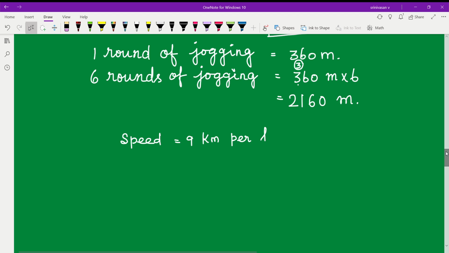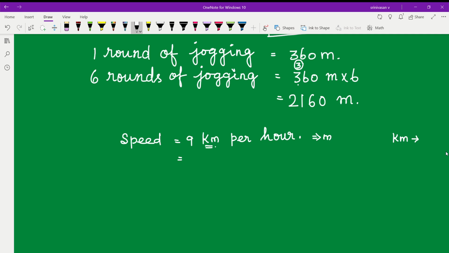Listen children, here the distance we find in meter, but here the speed is given in kilometer. So now we are going to change the 9 kilometer into meter. We know the formula to convert kilometer to meter. 1 kilometer equal 1000 meter. So 9 kilometer equal 9 into 1000 meter, that is 9000 meter. So we got the speed in meter.